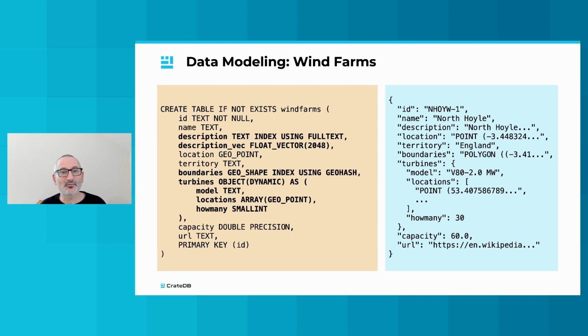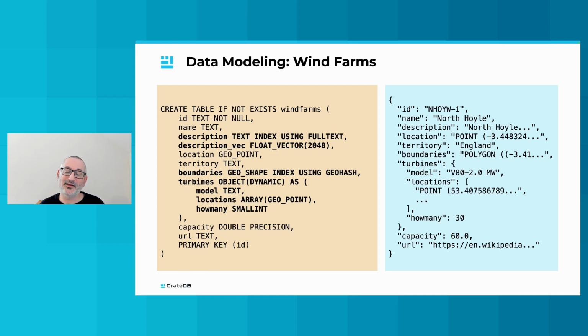So first up, let's look at boundaries, which is the geopolygon. In CrateDB, we're going to model that as a geoshape, and we're going to index it with a geohash index, which will allow us to do fast queries against positions. So we can say, is something inside this shape? Does this shape intersect with other shapes? And so forth. And we'll see how to use that later. So that's a geospatial example.